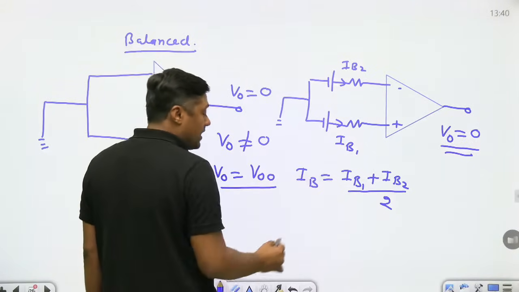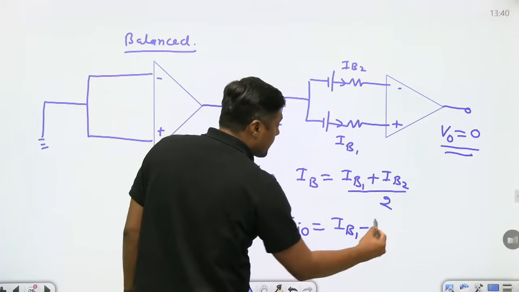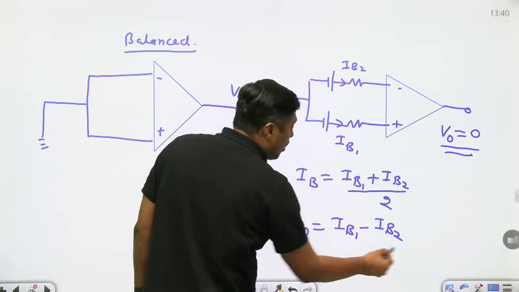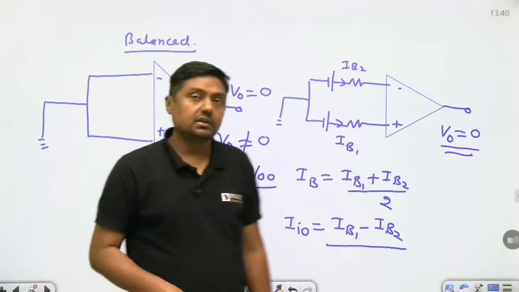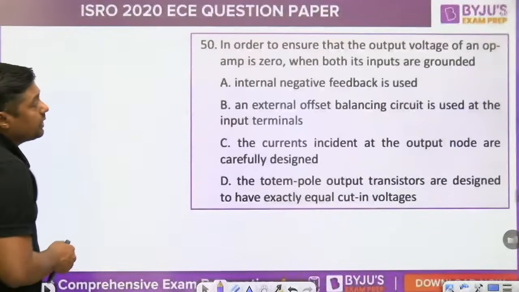is called input bias current, and the difference is called input offset current. Difference is called input offset current. So these are the two formulas. So what is the answer for this question?